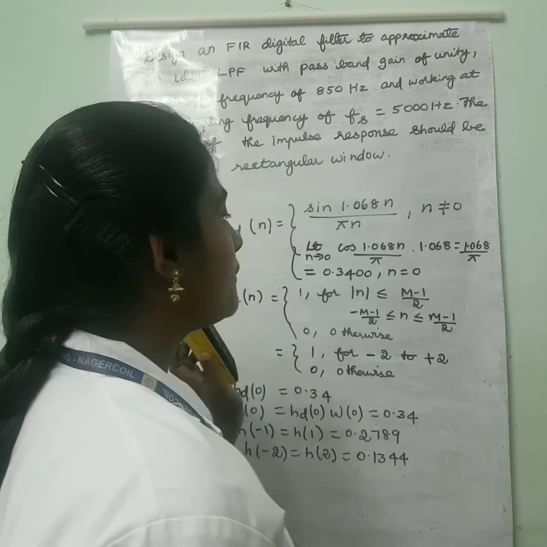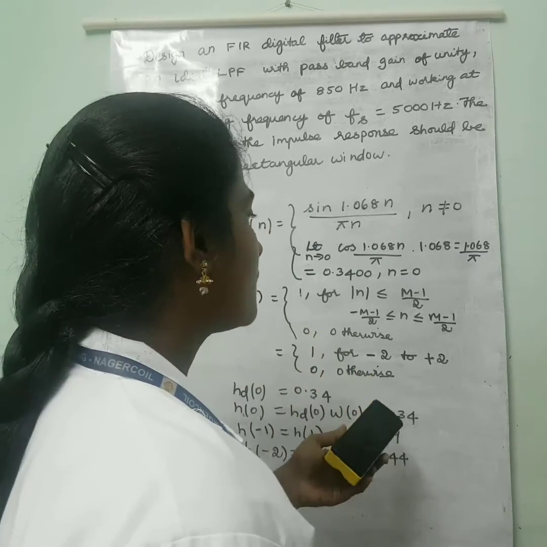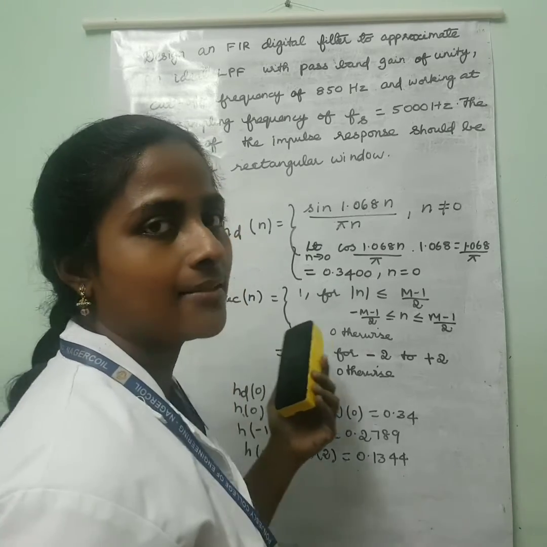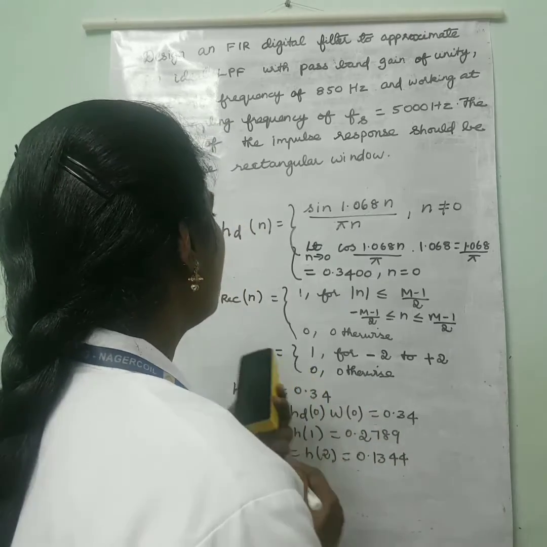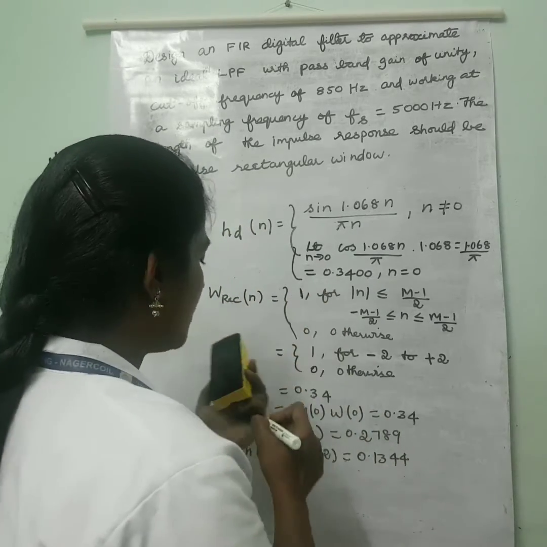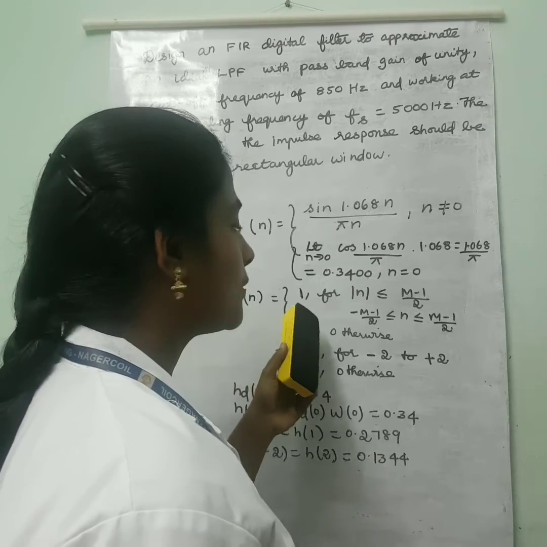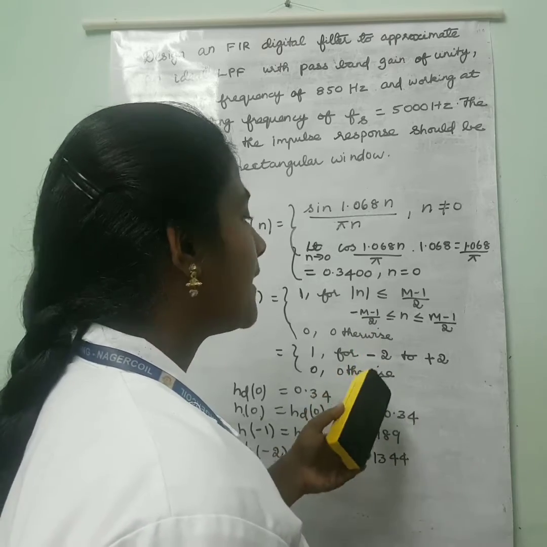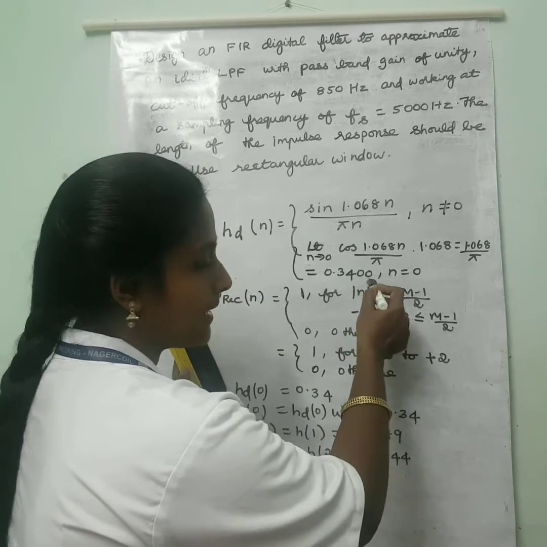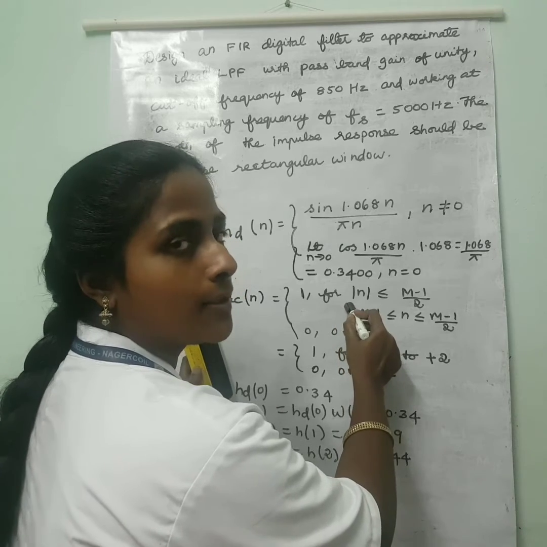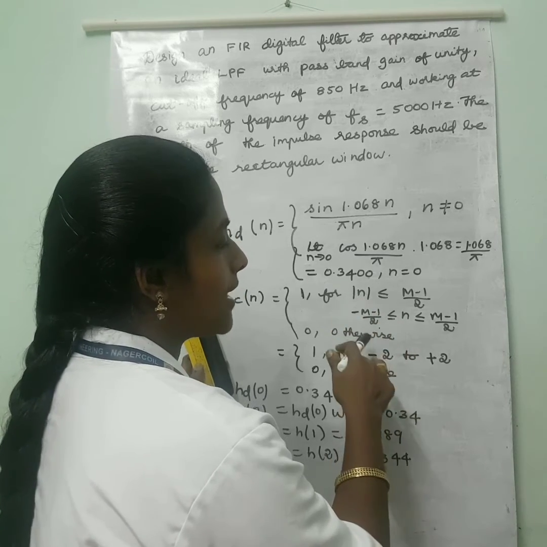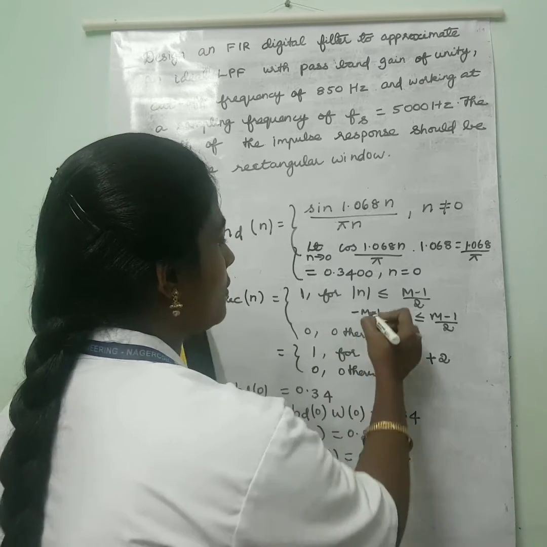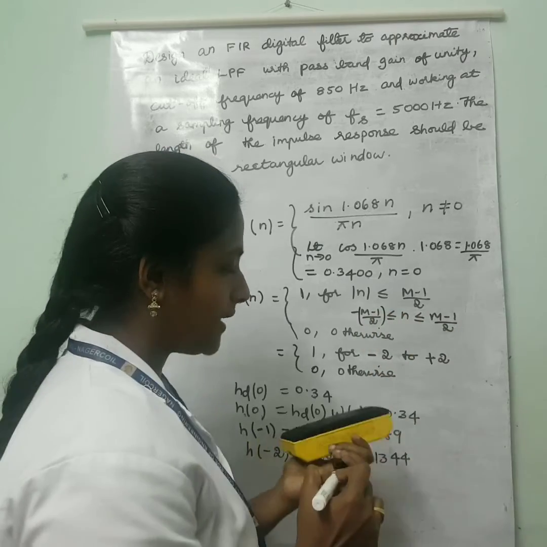Now in the question they have asked to use a rectangular window. For a rectangular window, both causal and non-causal filters have the same function, so that is no problem. We know that the function w of n is equal to 1 for modulus of n less than or equal to M minus 1 divided by 2. Modulus means we have to take both negative and positive values, so from minus (M minus 1) divided by 2 to plus (M minus 1) divided by 2.